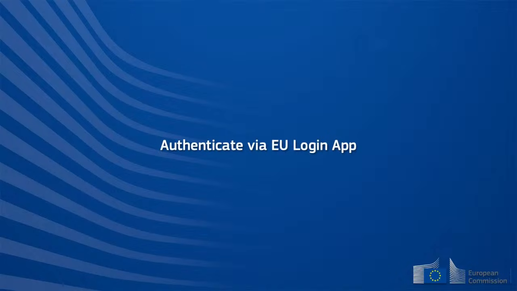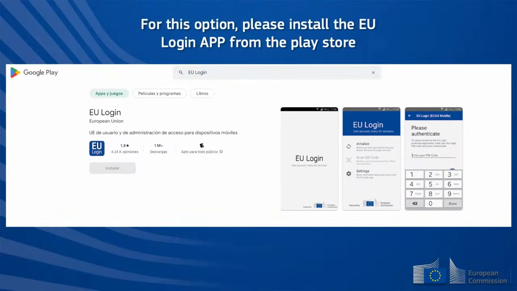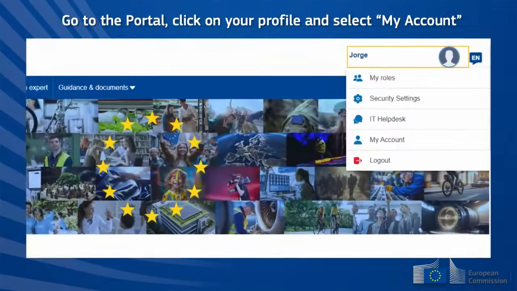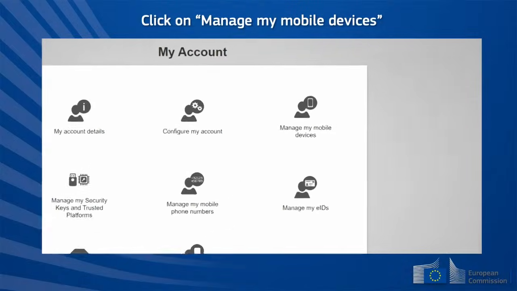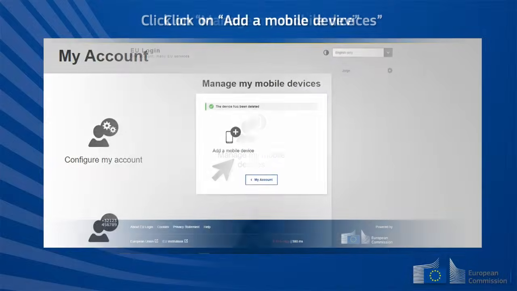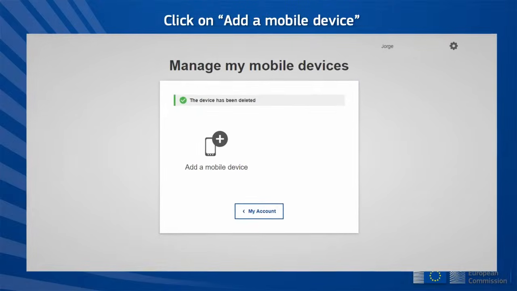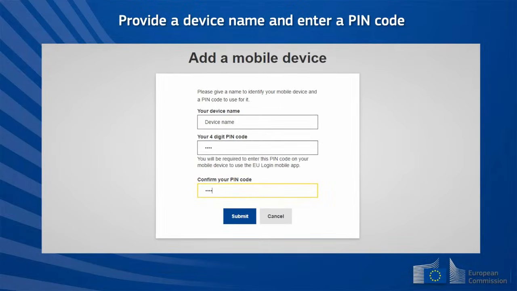Authenticate via EU login app. For this option, please install the EU login app from the Play Store. Go to the portal, click on your profile, and select My Account. Click on Manage My Mobile Devices. Click on Add a Mobile Device. Provide a device name and enter a PIN code.